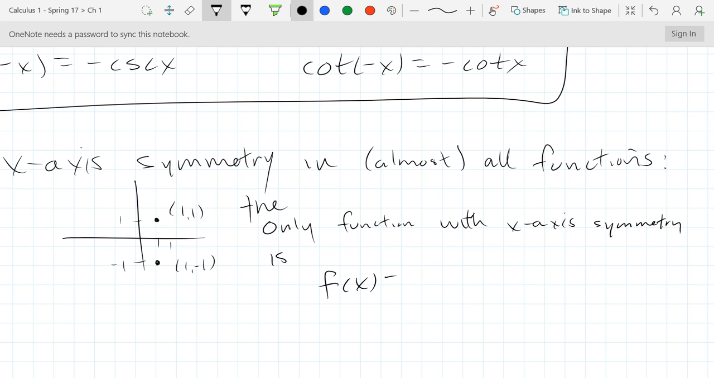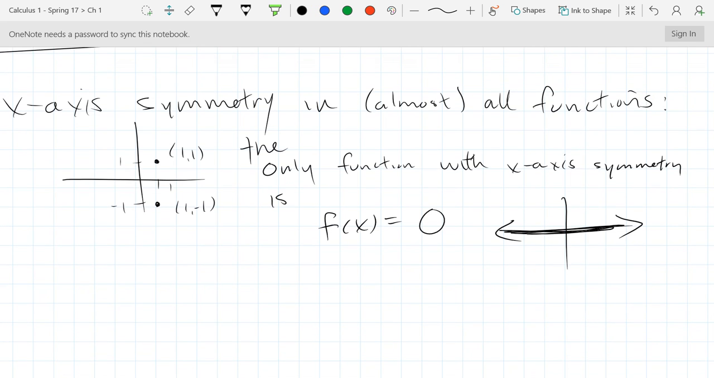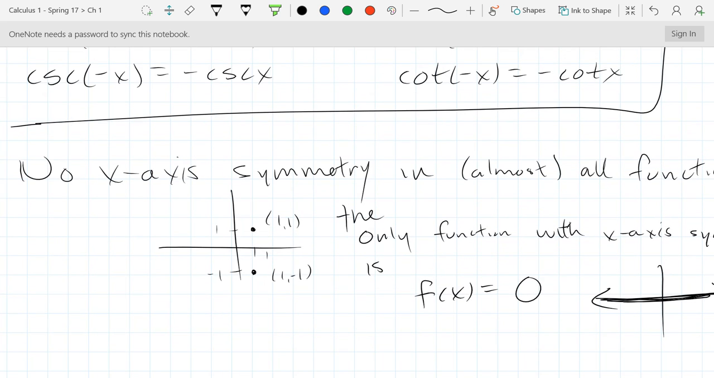So the only function with x-axis symmetry is f of x equals 0. What's the graph of this function? It looks like that. Not a very exciting function. So that's the only function that's both a function and has x-axis symmetry. Any function that has a point that's not on the x-axis cannot have x-axis symmetry. So this is why x-axis symmetry pretty much never shows up.